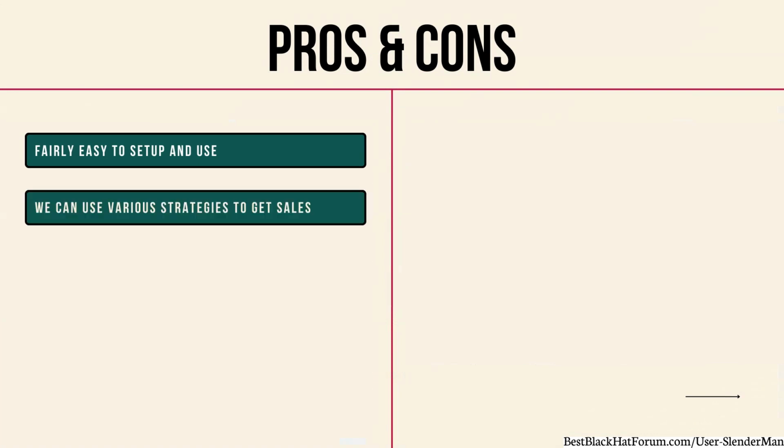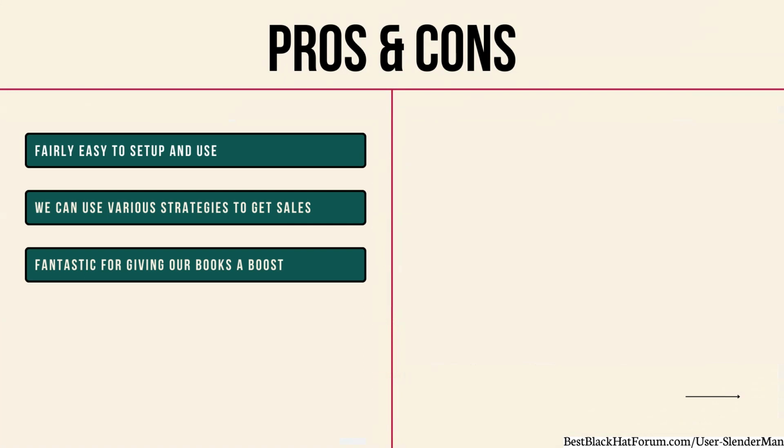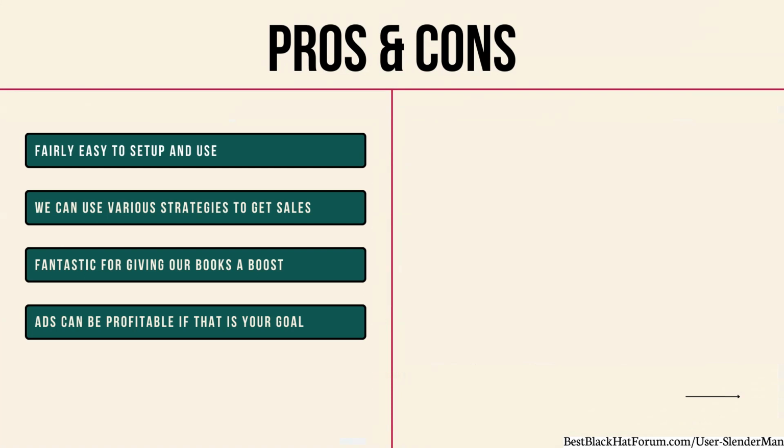There are various strategies that we can use to get sales. We can target keywords, products, and different categories. Using ads can give your books a boost because relying on natural sales can take time to gain traction and bump your book up the rankings. Ads are a shortcut to getting your products higher up the rankings as long as your book is desirable. Running ads can be profitable, meaning that if your royalty for a book is $2 and you make a sale after spending $1, you have made a profit.